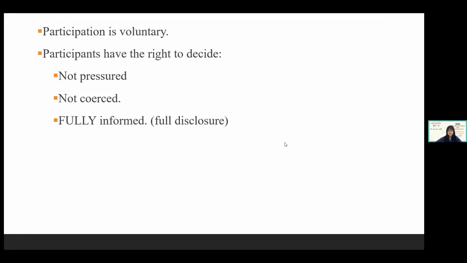The participation is voluntary, right? And throughout the process of conducting the research or gathering the data, the participant has the right to decide. Yeah, they can decide maybe halfway they withdraw, or they should not be pressured at all, should not be coerced or forced. In other words, they have to be fully informed. There should be a full disclosure of both the risks and the benefits.